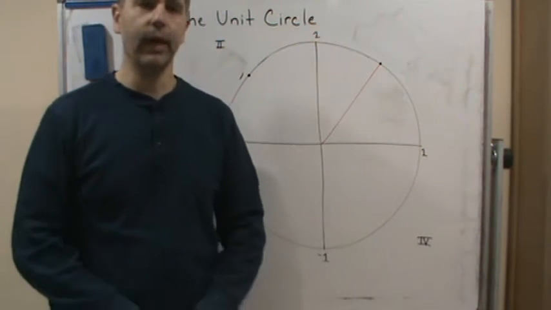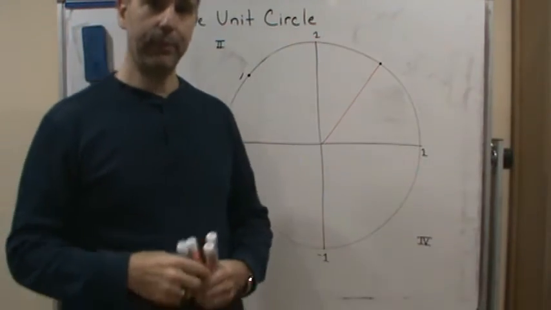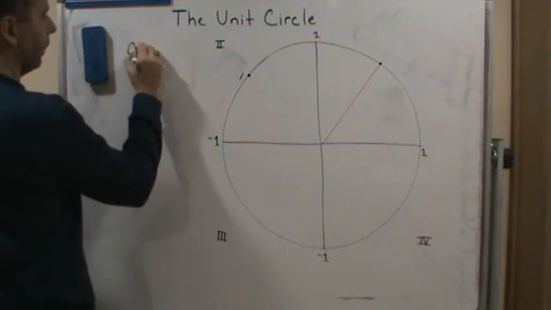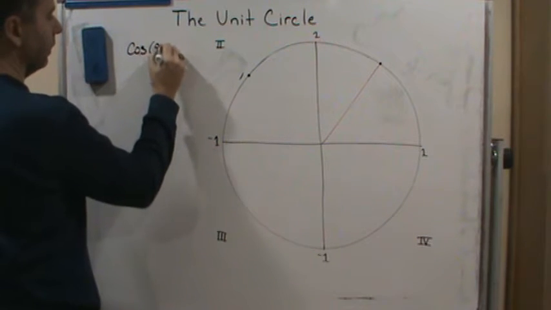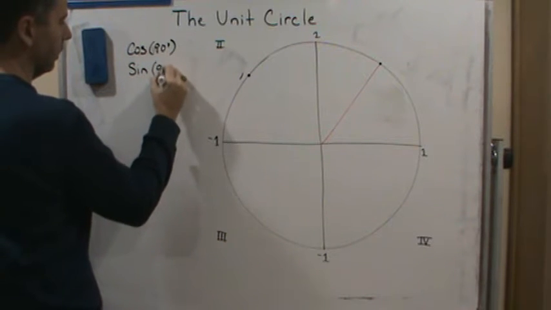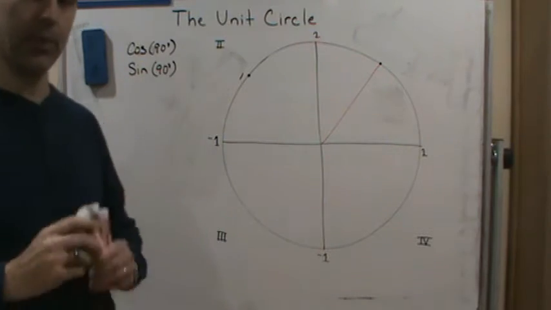Okay, so welcome. And today we're going to do another example, but this one we're going to look at a particular angle. And what we want is we want to find what cosine of 90 degrees is and what sine of 90 degrees is. And so we're going to use the unit circle to help us with this.